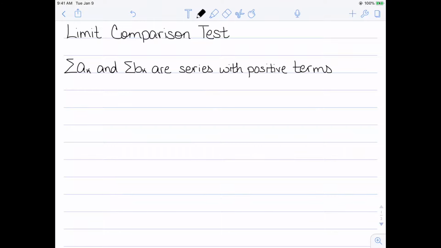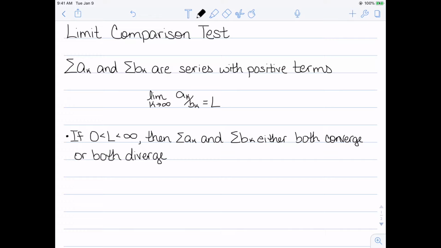To start with, we need two series that I'm going to denote by the sum of a sub k and the sum of b sub k, and our series need to have positive terms. I'm going to denote the limit as k goes to infinity of a sub k over b sub k to be equal to L. And this is what we're going to be looking at with the limit comparison test. And then there are three things that could happen in this limit comparison test.